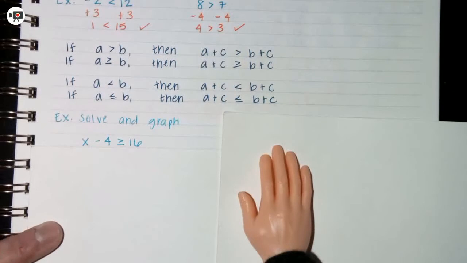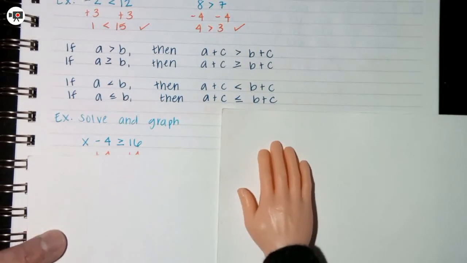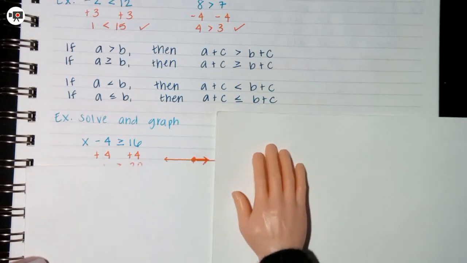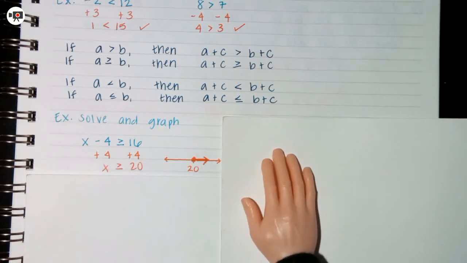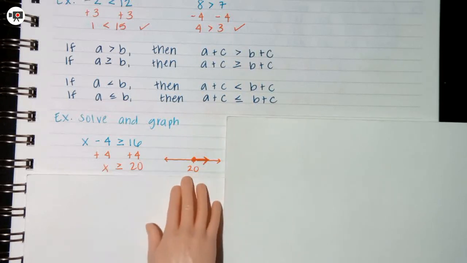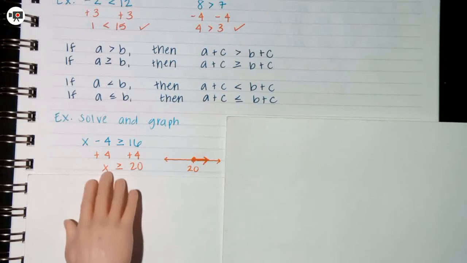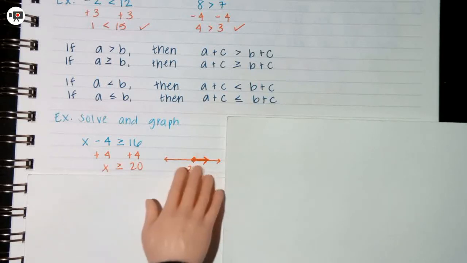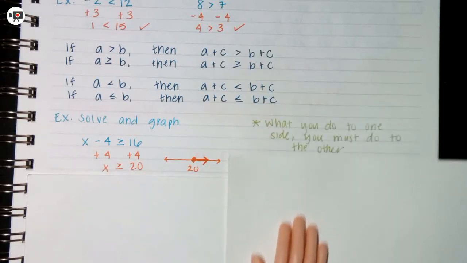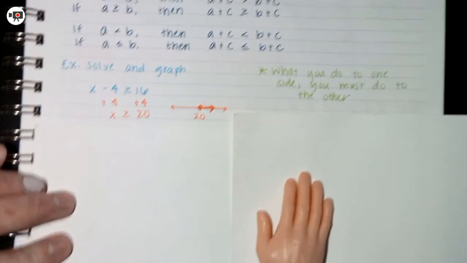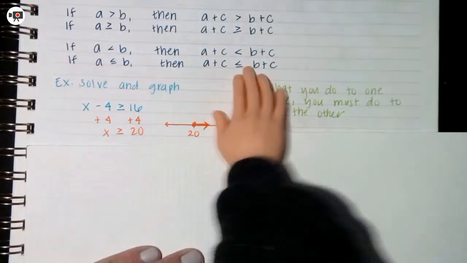For x minus 4 is greater than or equal to 16, we're looking to get x by itself, so we're going to add 4 to each side, and 16 plus 4 is 20. To graph this, we make a number line, put our number on there, and since it is or equal to, we fill in the circle. And x must be larger than 20, so we shade the right side of the graph. Whatever we do to one side of the inequality, we must do to the other. That is what these mean.